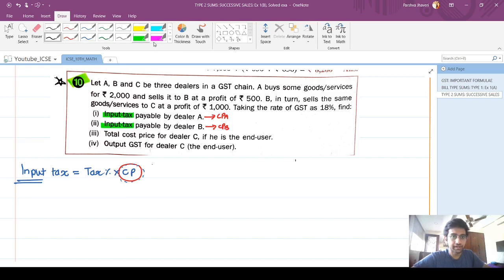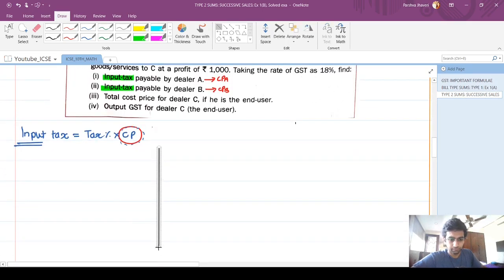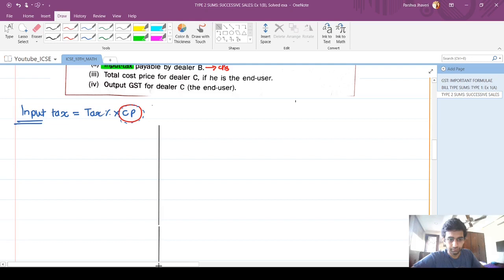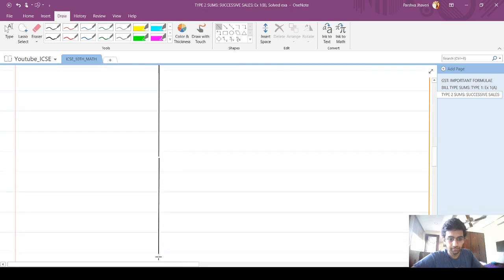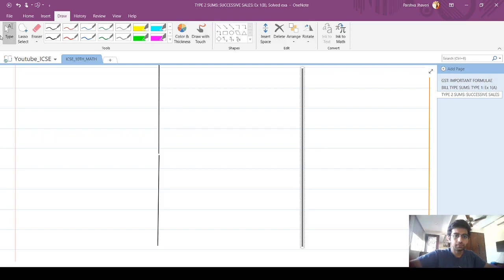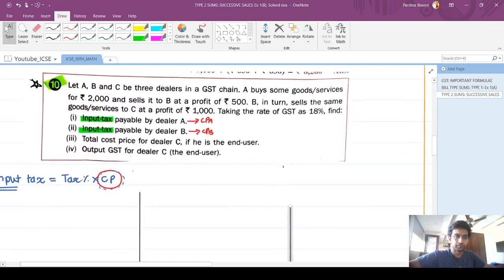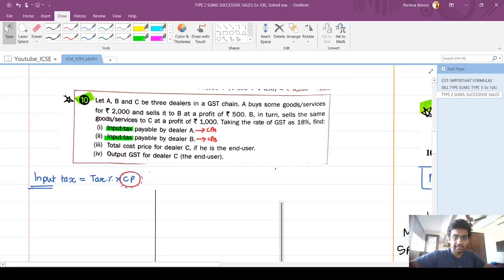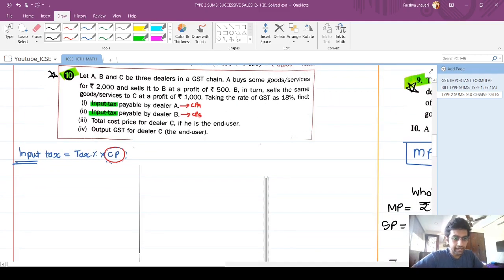Now let's go right into it. First, I'll make my columns. Just make some columns real fast. Okay, A, B, and C are three dealers. Now let's read the sum. A, B, C, three dealers in a GST chain here. So obviously here there'll be A, there'll be B here, and there'll be C.